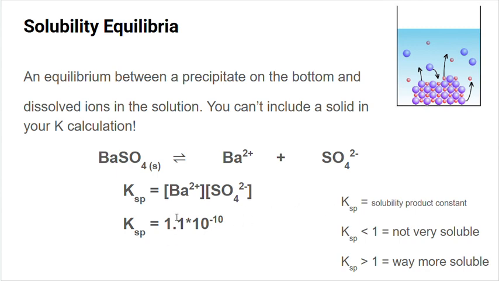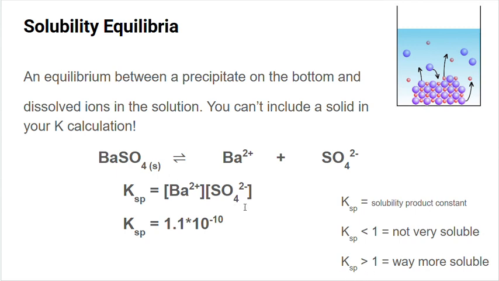If they give you, for instance, Ksp equal to 1.1 times 10 to the negative 10th, just like our previous K values, Ksp means the solubility product constant, so how soluble is something. If it's less than 1, it's not very soluble. If it's greater than 1, it's way more soluble.